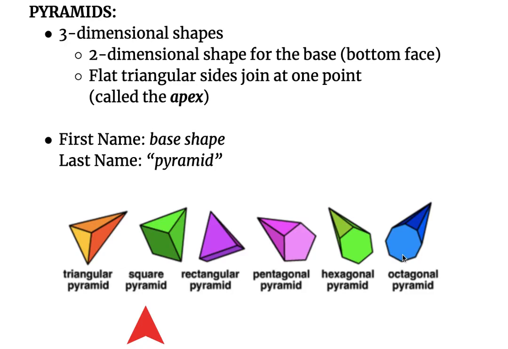Octagonal pyramid has an octagon on the bottom. But again, all of them have triangles on the sides, leading up to one point, the apex. Square pyramid is the most famous out of them because they are everywhere. If you think about the pyramids in Egypt, those are square pyramids. The other ones are not as common.